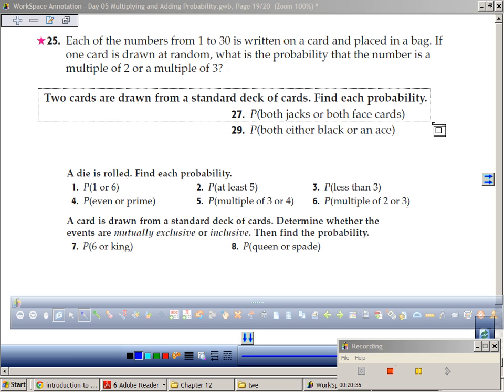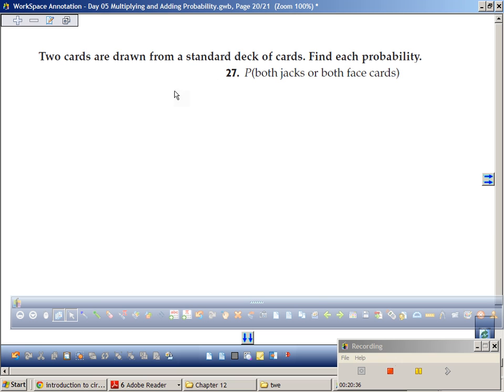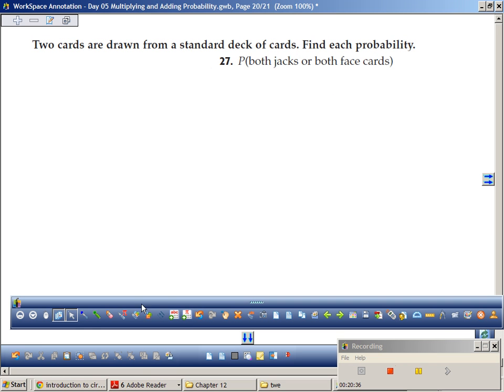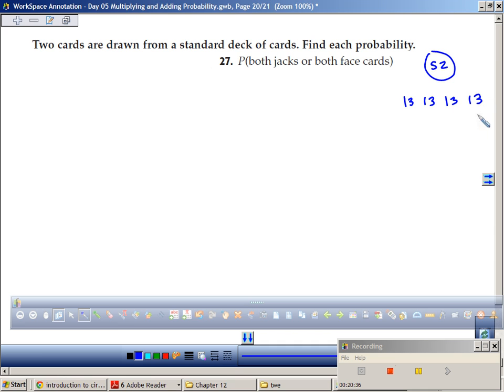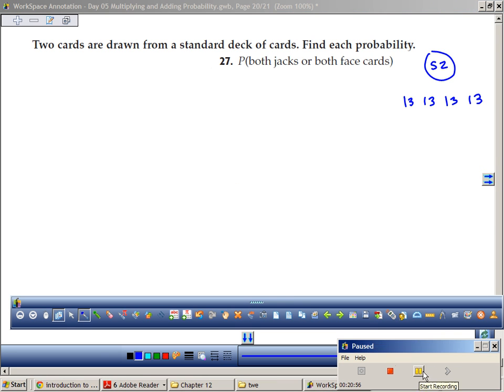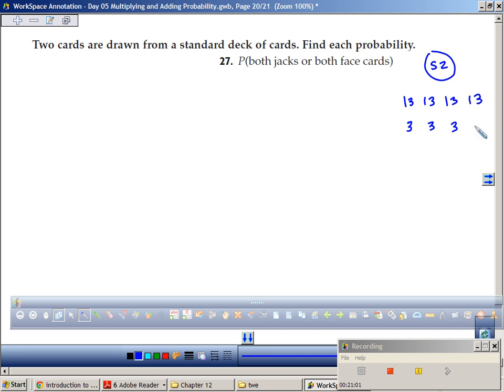Alright, so here's 27. 2 cards are drawn from a standard deck of cards. First of all, a standard deck of cards has 52 cards. And it's got 13 in each suit. Of each one of these, 3 of them are face cards. And I double checked, an ace is not considered a face card. So just a jack, a king, and queen.